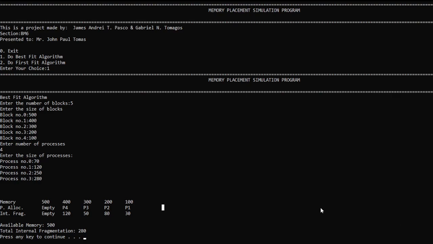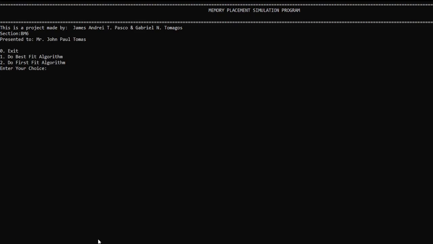Next is the first fit algorithm. This algorithm uses a method that, from its sequential pattern, chooses the very first process to compare with the block size. If it fits, it will accept. If it does not, it will move to the next block and so on.